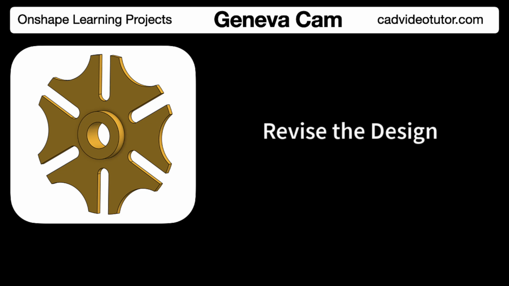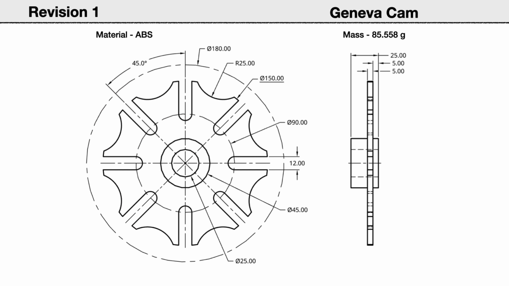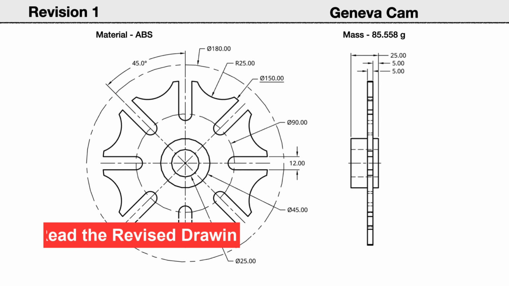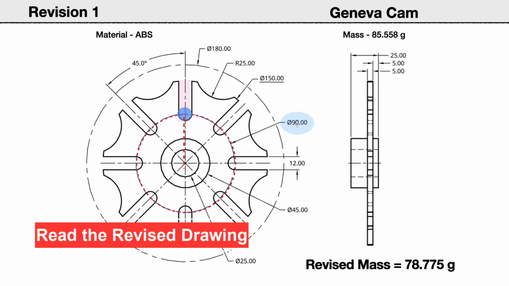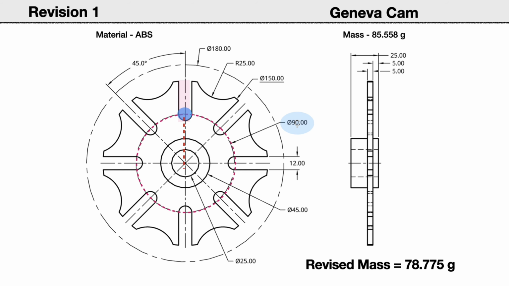In this segment, we will make some revisions to the design and check if our design intent has been applied correctly. We will start by reading the revision drawings to identify the features that will be changed. First, the length of the slot has been shortened. This is shown by the change in the diameter of the center line circle. It is now 90 millimeters.